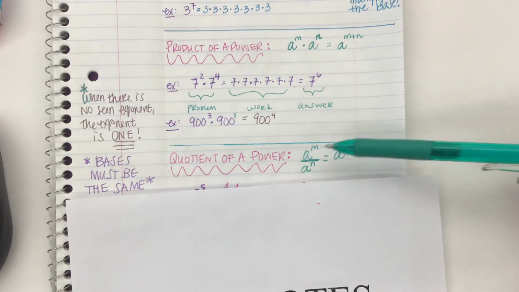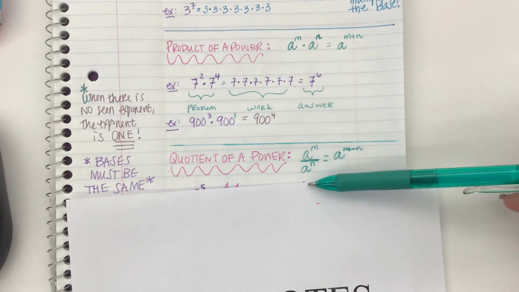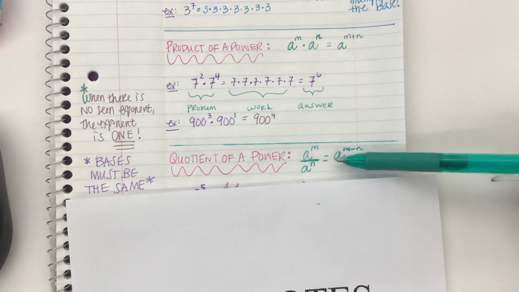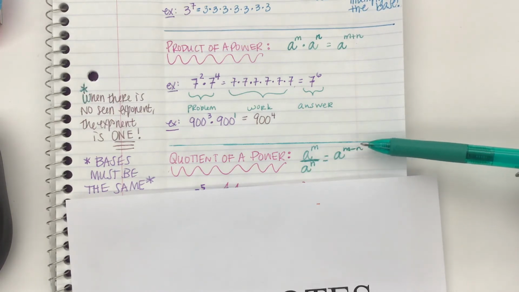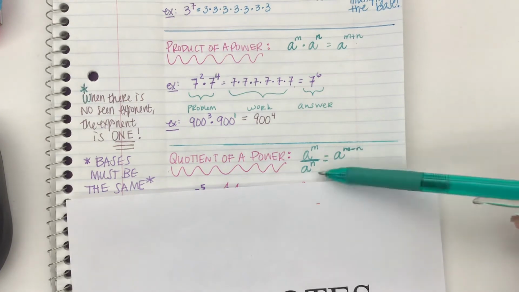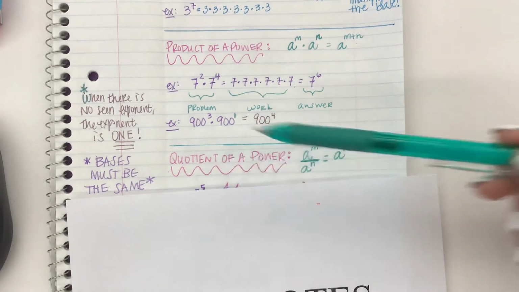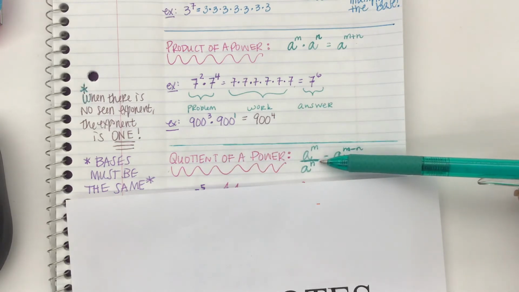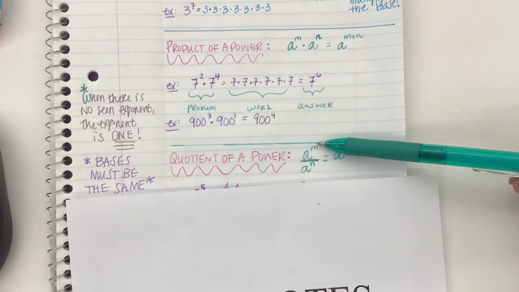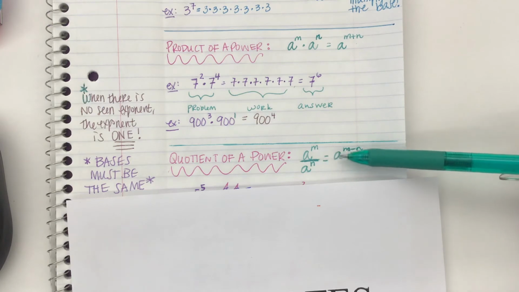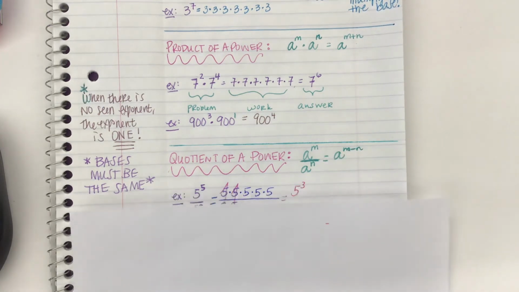And the rule is if you have any base a to the power of m over a to the power of n, that equals a to the power of m minus n. Remember, this line right here means division, really. That's why we're doing the quotient. This means division, the slash. A to the power of m over a to the power of n is equal to a to the power of m minus n. So we'll do an example.